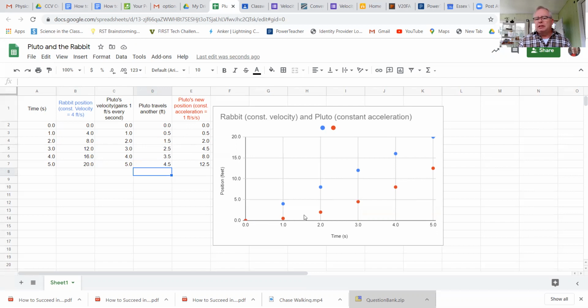You can see the shape of this graph. Its slope is increasing. It's getting steeper because of acceleration. Now, if we extended this, it looks like Pluto's eventually going to catch the rabbit. And even if you look at these velocities, after the end of 5 seconds, Pluto's actually going faster than the rabbit. So acceleration definitely wins. It just needs enough time.